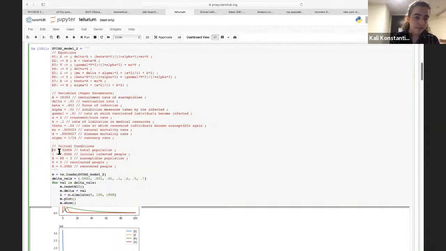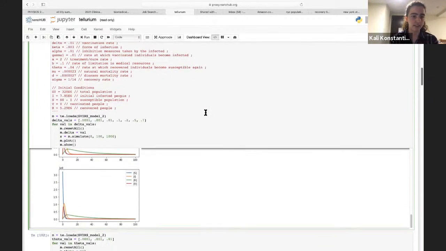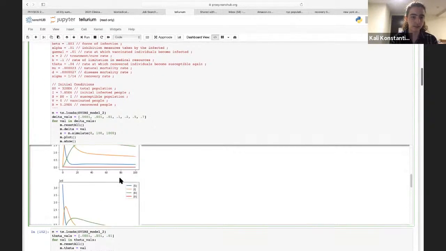And then I found the total population for the US and estimates for the current number of infected people. So I'm starting at 10 point now. No vaccinated people, obviously. And then we have an estimate of 5.29 million recovered cases. So that's how I got these initial conditions. Right, so first we're going to sweep for the vaccination rate. We have a variety of values here.